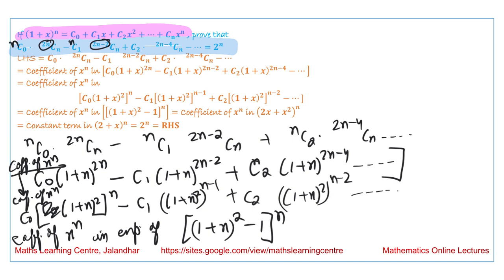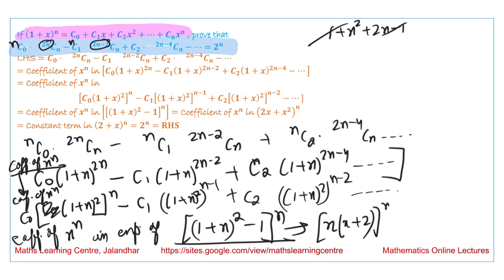So if we solve this value, it is 1 plus x square plus 2x minus 1. So we are writing this is the coefficient of the power x raised to power n in the expansion of x into x plus 2. So we are saying this power n, it is x raised to the power n into (x plus 2) raised to the power n.